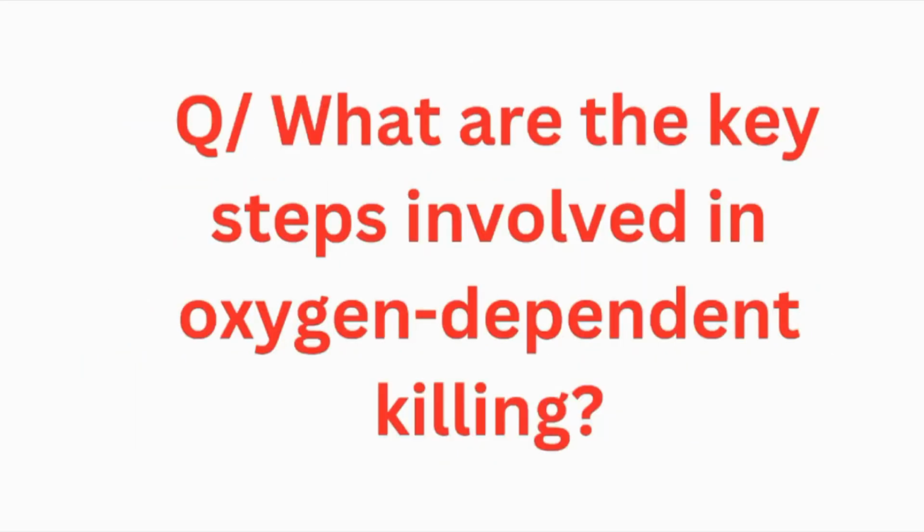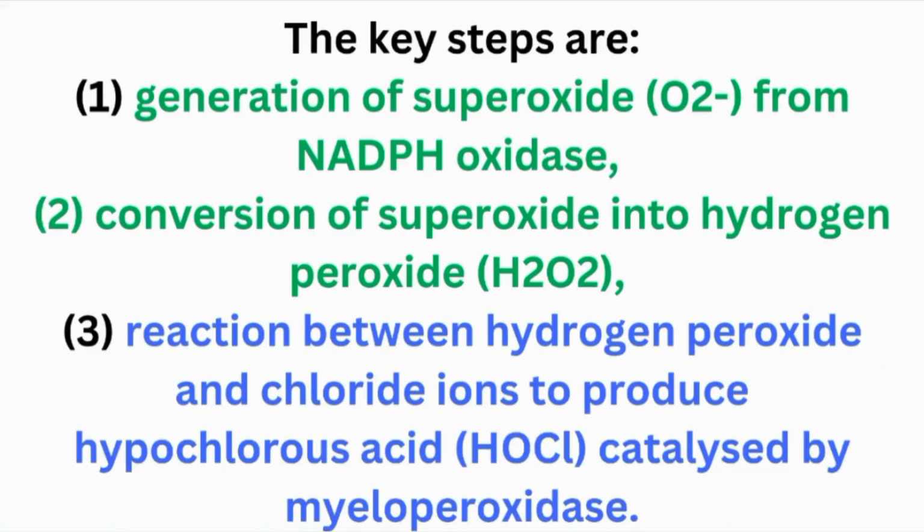What are the key steps involved in oxygen-dependent killing? Well, the key steps are, number one, generation of superoxide from NADPH oxidase. Number two, conversion of superoxide into hydrogen peroxide, H2O2. Number three, reaction between hydrogen peroxide and chloride ion to produce hypochlorous acid, catalyzed by the enzyme known as myeloperoxidase.